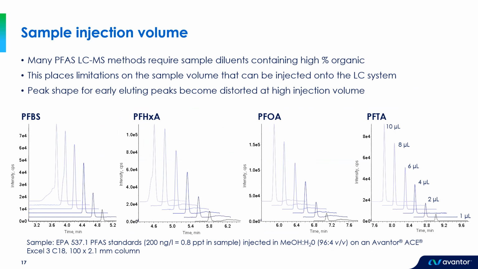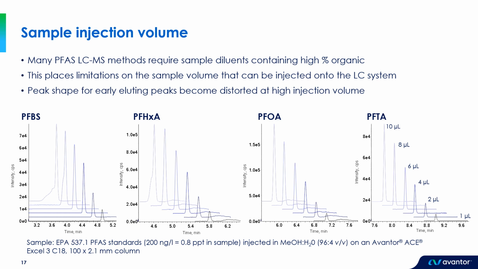So one quite critical part of the LC method is the sample injection volume. We want to reach very low detection limits, so a logical thing to do would be to increase the injection volume to improve our sensitivity. However, as we mentioned earlier, we have to use a high percentage of organic solvent in our sample diluent, and this places some limitations on the sample volumes that we can actually inject onto our LC system. Ideally, we want to inject in a weak solvent, so a highly aqueous solvent, but this just isn't possible for PFAS. What we find is that with high percentage of organic in our sample diluent, the peak shape of early eluting compounds can become distorted or even split as we increase the injection volume.